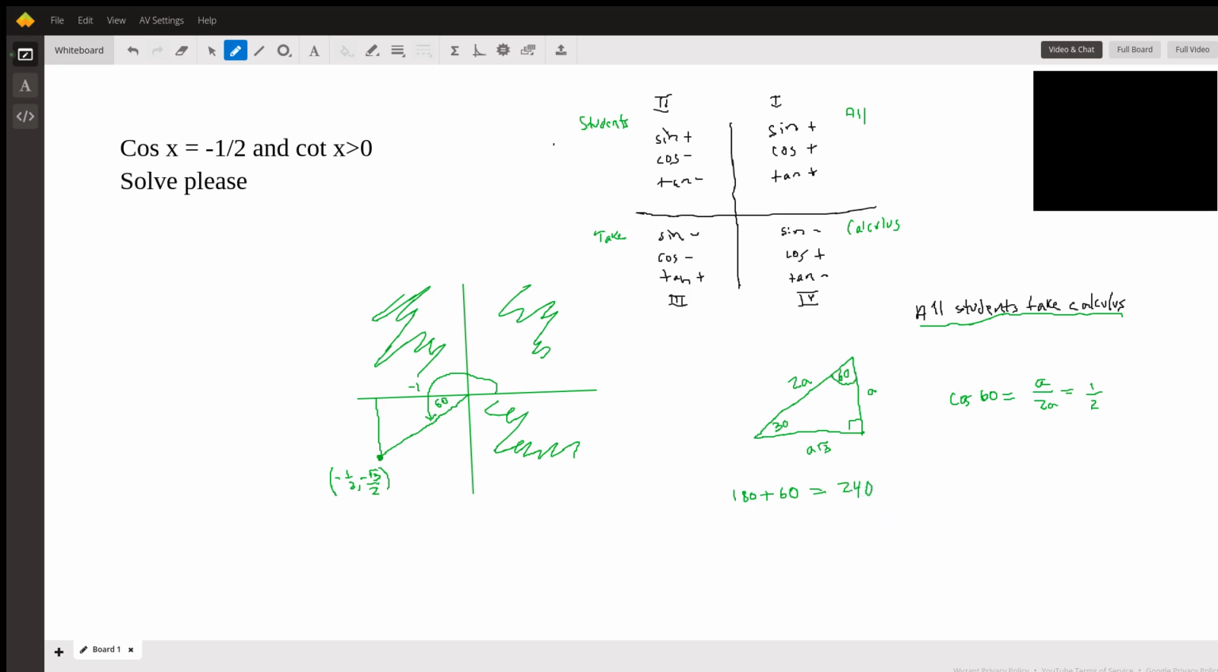So there are a lot of things going on here when you're seeing trigonometry for the first time. It can be very confusing. After a while, you'll get used to it, and it'll be a lot easier. Just keep at it, and I think you'll find that it isn't as bad as it looks. Try to remember this about all students take calculus. At least that will get you into the correct quadrant.